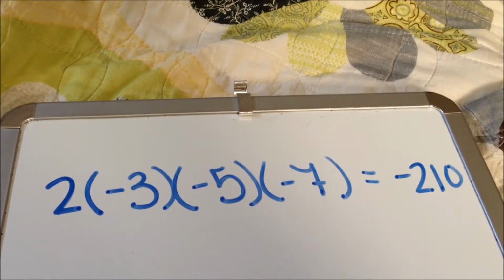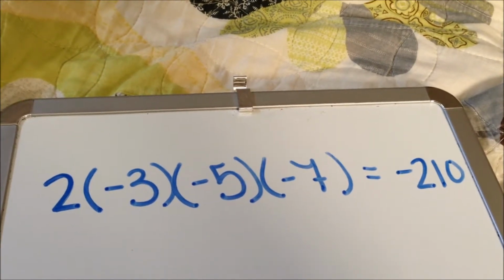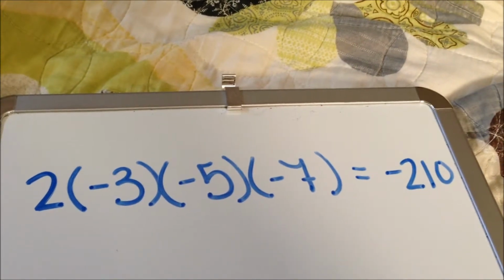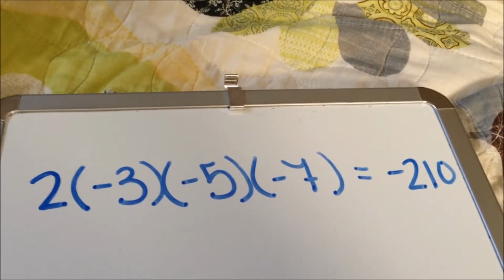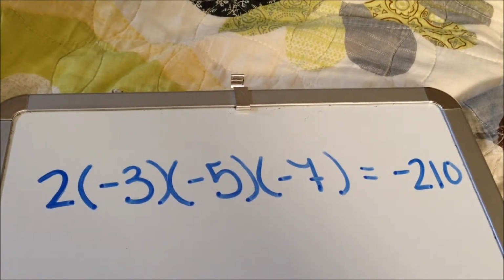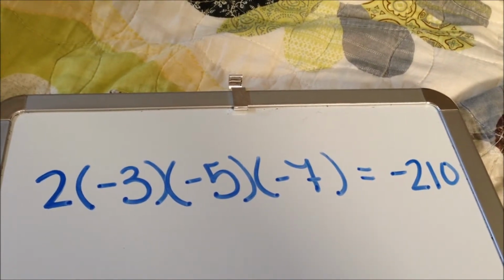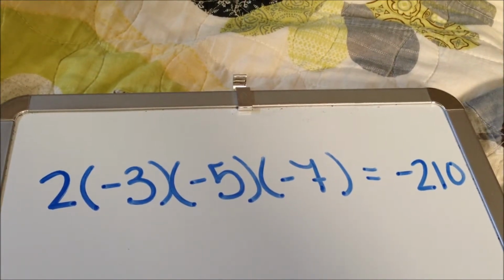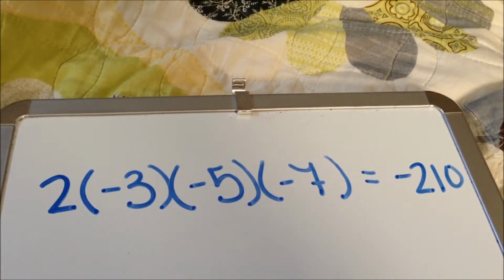Let's try some other examples. 2 times negative 3 times negative 5 times negative 7. Count the number of negatives in this problem. There are 1, 2, 3 negatives. Anytime you have an odd number of negatives when you're multiplying, your result will be negative. Anytime you have an even number of negatives when you're multiplying, your result will be positive.